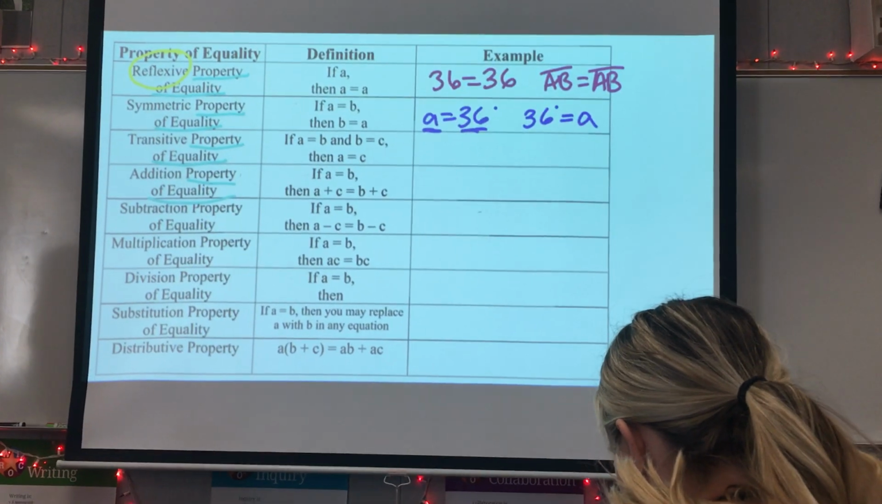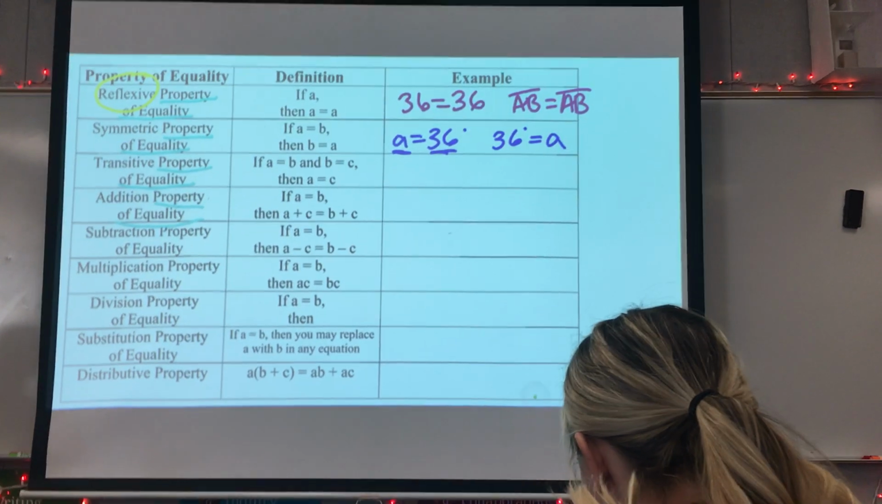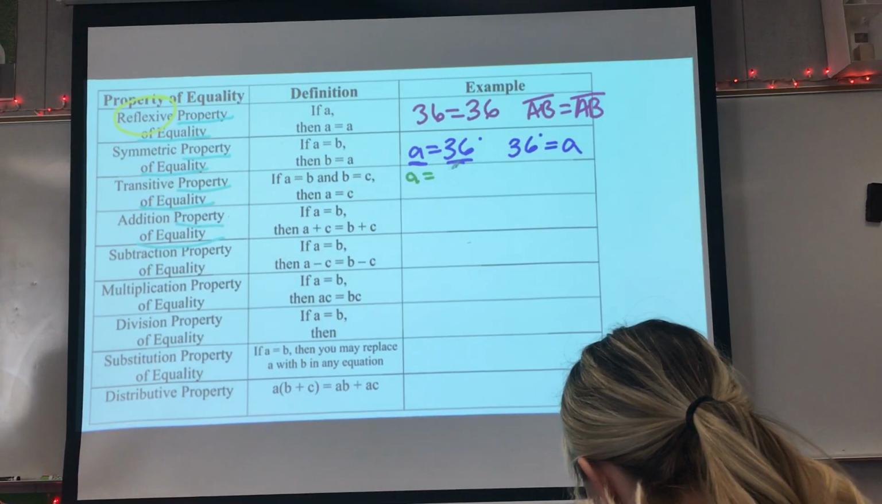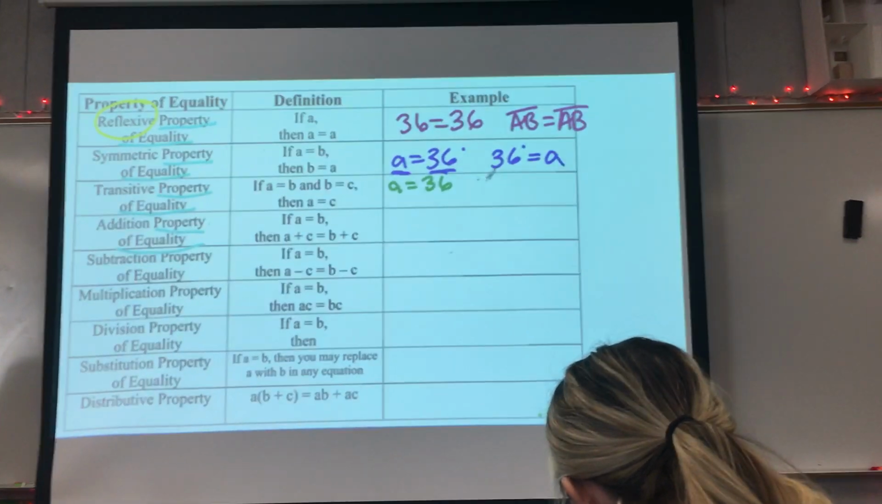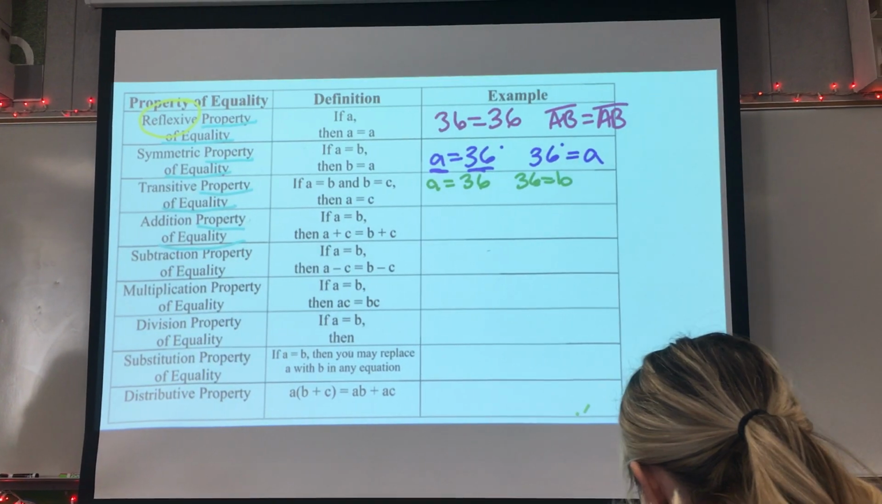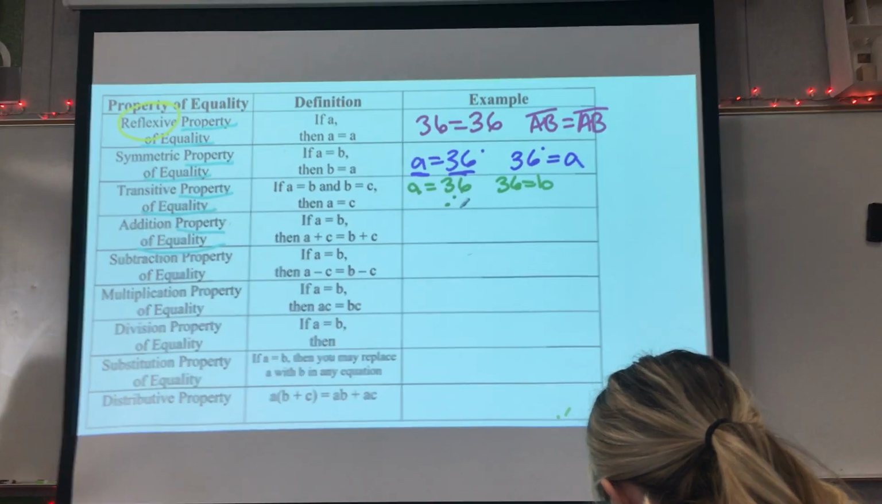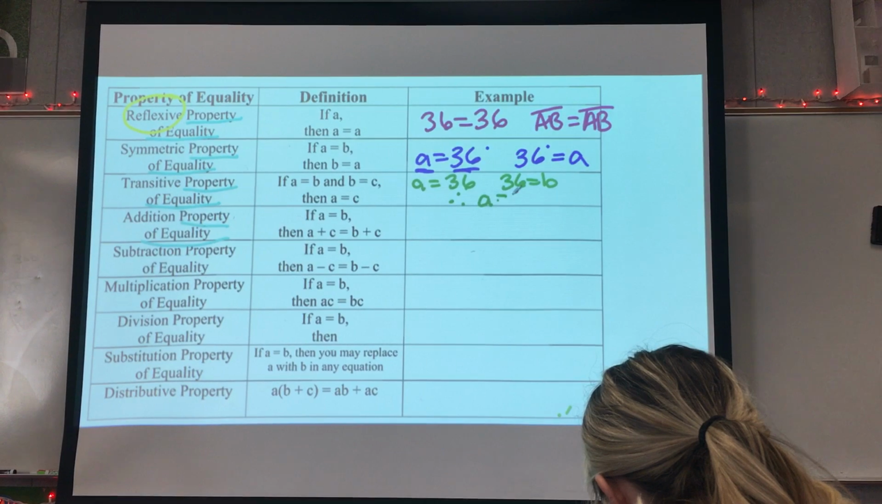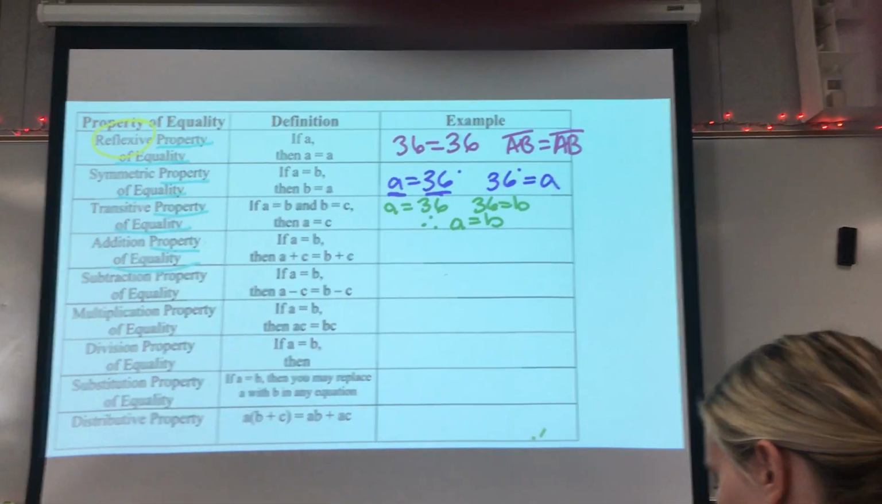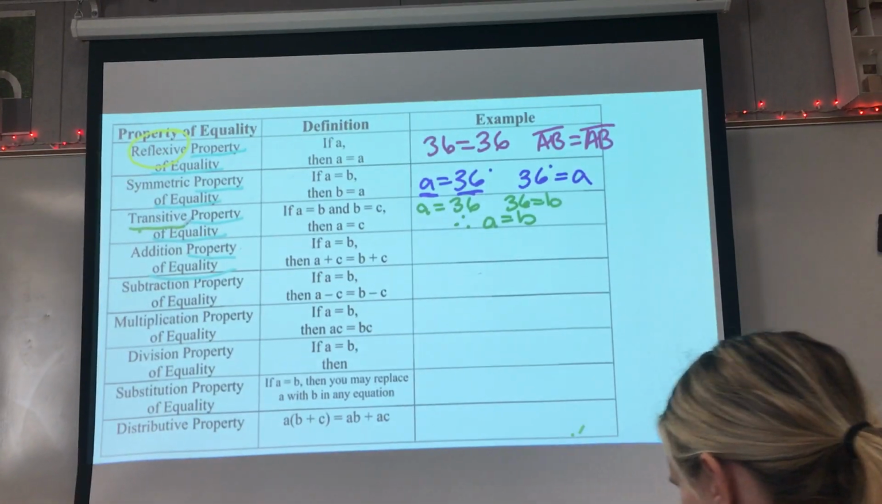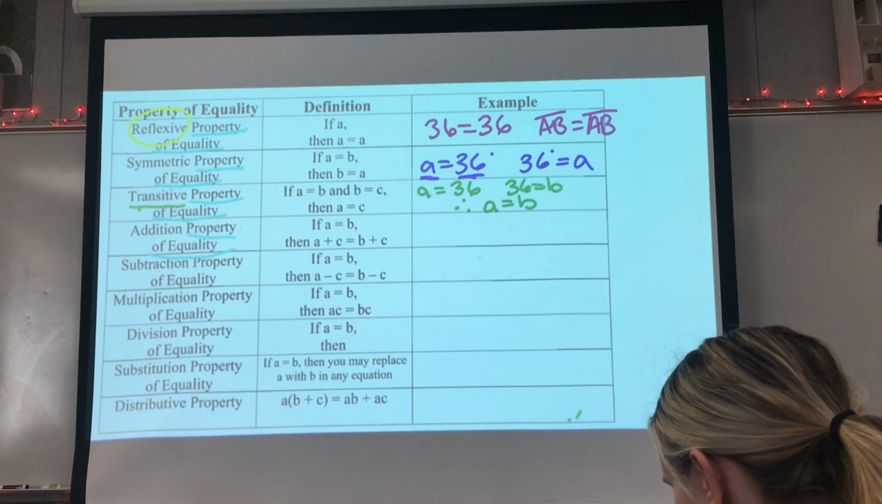Your transitive property, if I have the transitive property, I could say A is equal to 36, 36 is equal to B, therefore I know that A is equal to B. That's your transitive property of equality.